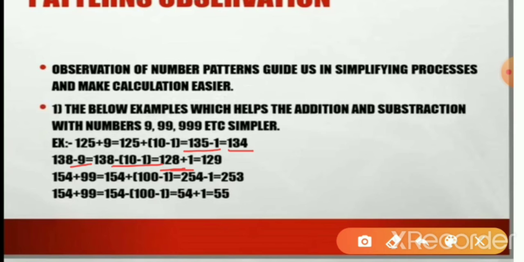Now let us move to the next sum. Here 154 plus 99. So 99 we can write as 100 minus 1.